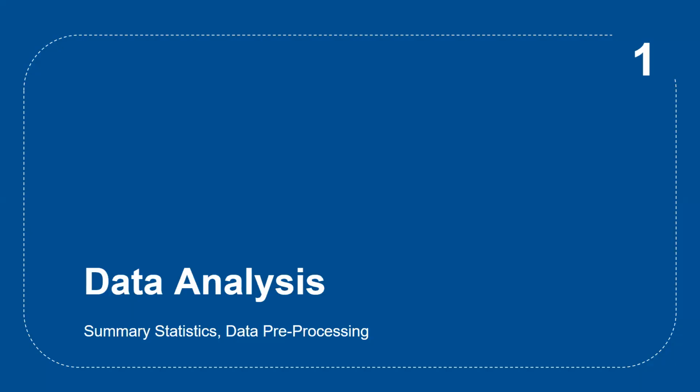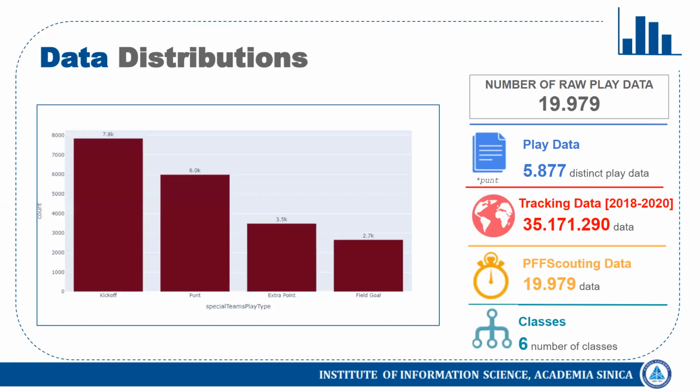In this section, we'll talk more about the data analysis. So we use the NFL Big Data Bowl 2022 as our data set. It contains play data, tracking data, PFF coding data, player data, and game data. Here in the left figure, you can see the distribution of the special teams play types in this data set.